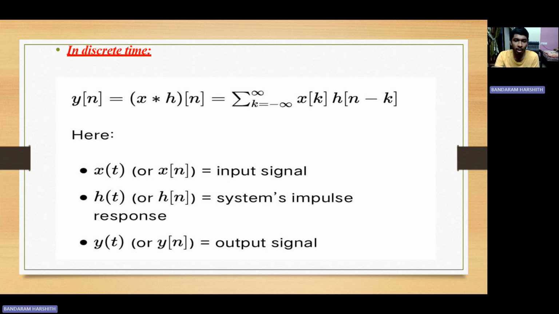Summation of k from -infinity to infinity, only for discrete values, of x of k h of n minus k. Here k is the variable we are going to substitute for our answer. N minus k, we are going to do substitution, as for the previous slide also. Here, x of t or x of n is the input signal, h of t or h of n is the system impulse response, and y of t or y of n is the output signal.